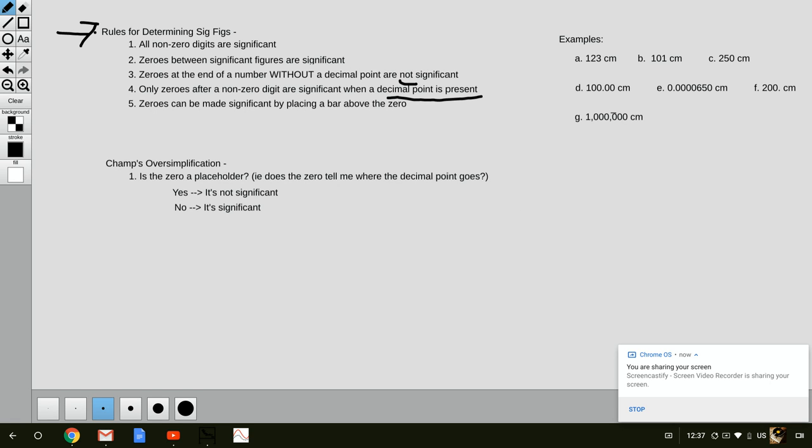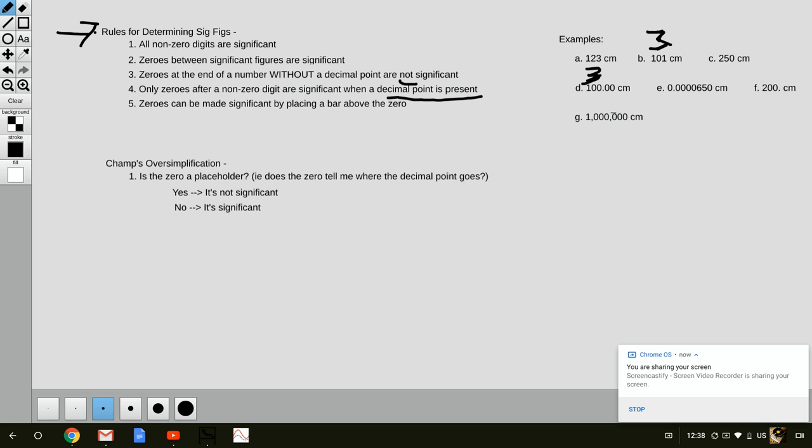So if we come over here to the right and look at the examples, letter A, well, that one's pretty easy. That one would have 3 Sig Figs. Ooh, can't write a 3. There we go, 3 Sig Figs, okay? Rule number 1, all non-zero digits are significant, done and done. On B, we're looking at rule number 2. Zeros between significant figures are significant. So that 0 in between is significant. The ones are obviously significant due to rule 1. So this one would also have, and I'm going to write this one above, 3 Sig Figs. Can't get the pen to cooperate.